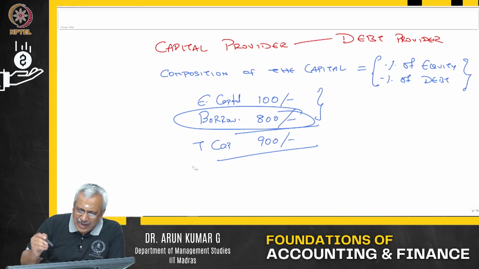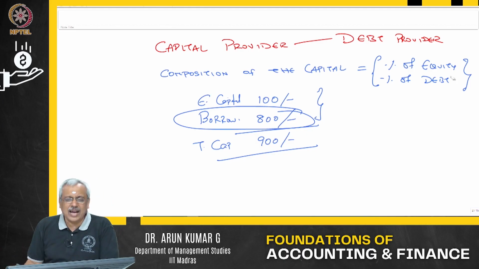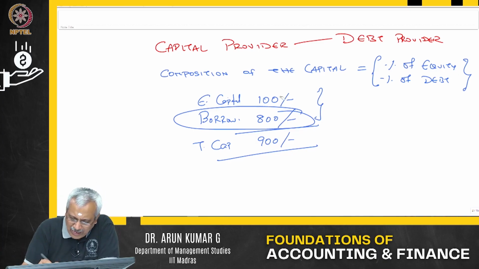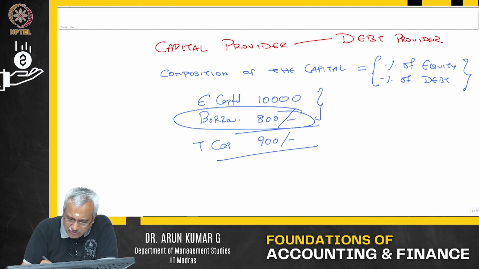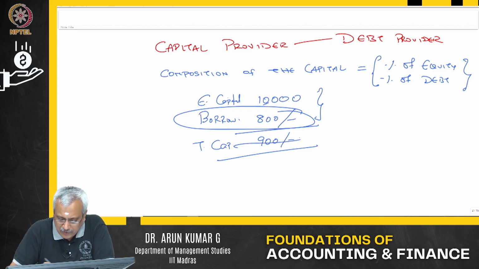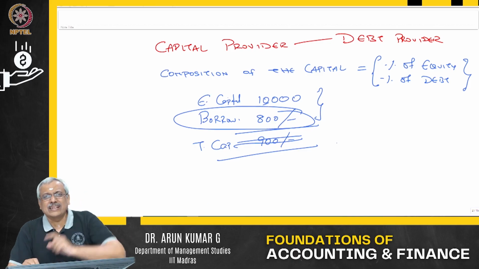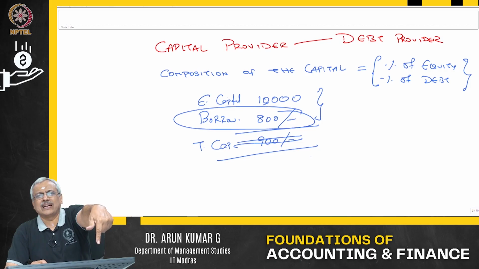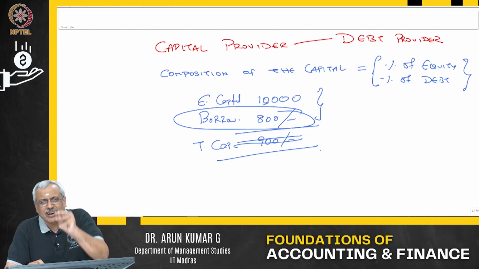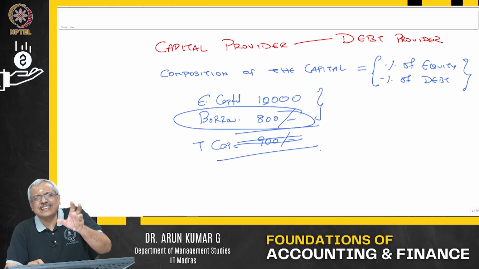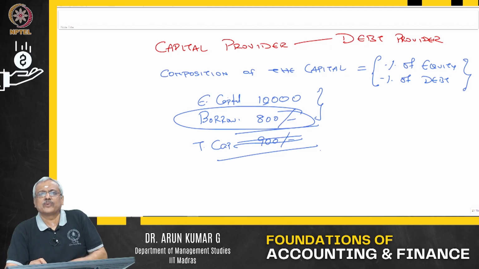So I need to know, say for example, if the equity fellow, instead of contributing $100, had contributed $10,000 and borrowed 800, then what happens? I know my money will be safe because that fellow has dug his fingers a little more deeper. Because he has put in $10,000 as equity holder, he will run the company properly. And what I have contributed is only $800. So my money is relatively safer in the process.